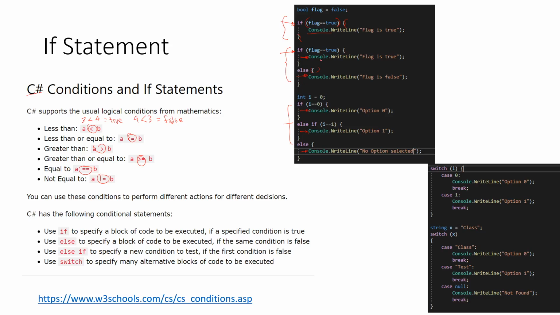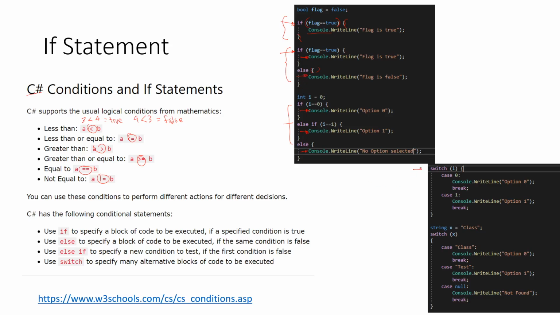And one more thing is that it will execute only one condition. So if this is true, it will run this one, and it won't check any of the rest. If this is not true, then it goes here, and if this is true, it will execute this one, but not this one. So be aware of that.